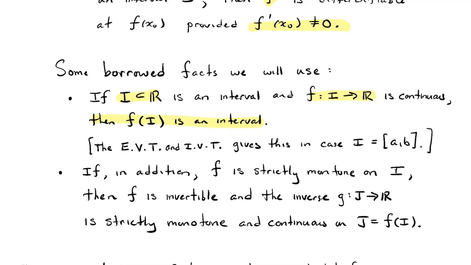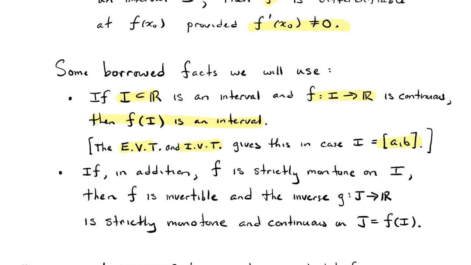In fact, if the interval is a closed bounded interval, the extreme value theorem and the intermediate value theorem actually give that. That's an exercise you could stop and think about right now, that if you take a continuous function on a closed bounded interval, well, then those two theorems, extreme value and intermediate value theorem, together show that the image is also a closed and bounded interval. So you can work that out. But I'm just going to borrow it right now, that if you take the continuous image of an interval, you get an interval.